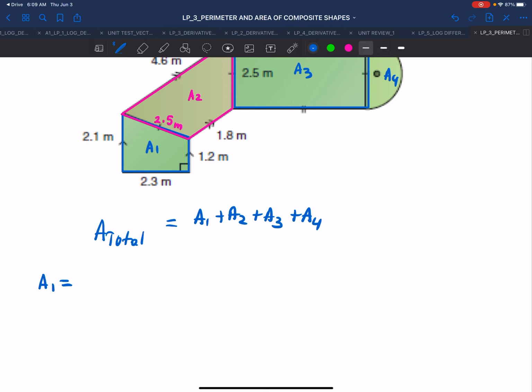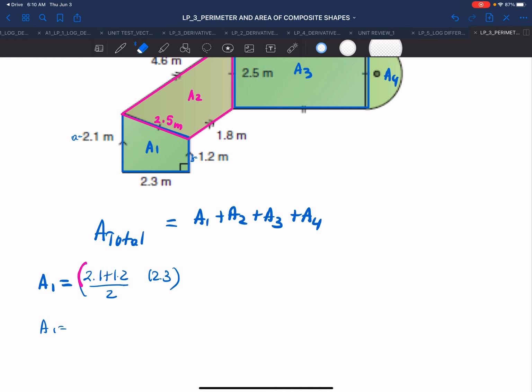So we have area A1, which has the bases 2.1 and 1.2. So we'll write 2.1 plus 1.2 divided by 2 multiplied by the height. Here is the height of it because the angle is 90, and that's times 2.3. And do all the calculations in one step. Be very careful when you use the calculator, if you want to do everything in one step, we've got to keep the numerator in brackets.